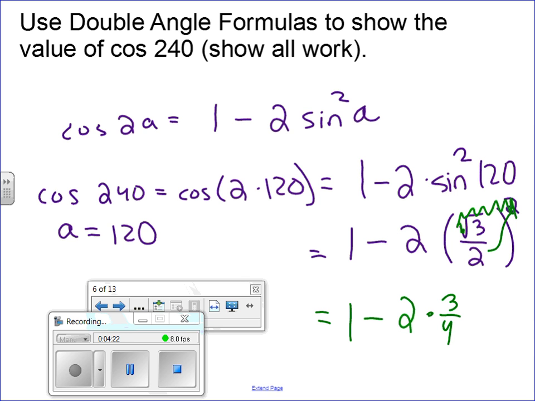Does that make sense? And then I'd probably just type it in. It's going to be 1 minus 2 times 3/4, or 1 minus 6/4. The easiest way to do that is probably just type it in the calculator. Hit fraction at the end. All right, wait 1 second. 1 minus 2 times 3/4. Hit fraction at the end, negative 1/2.